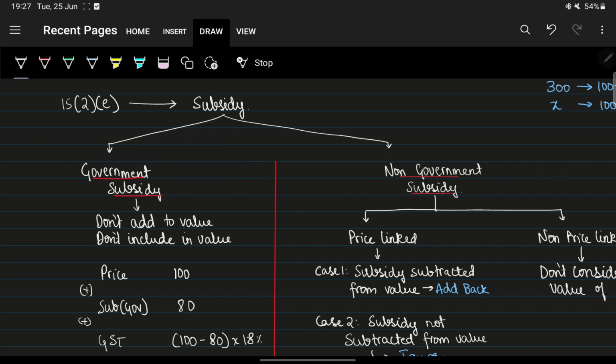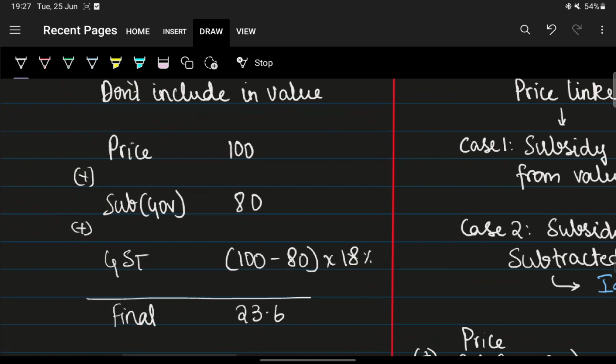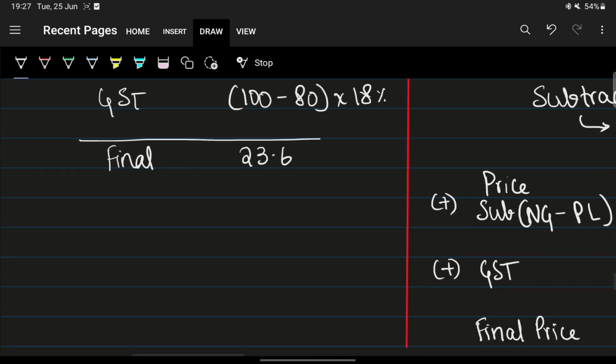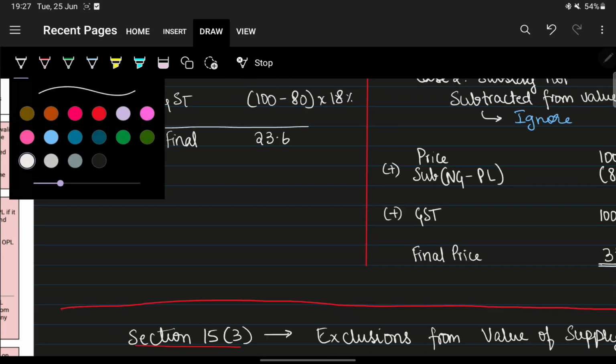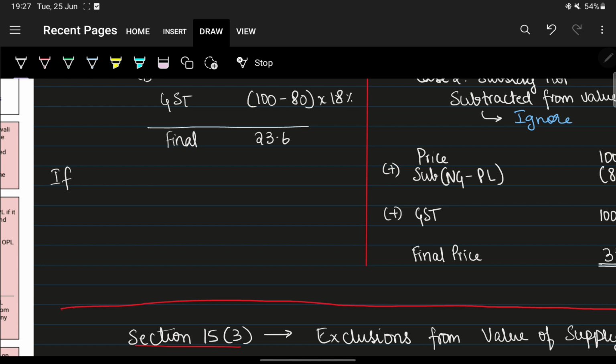Now let us look at some examples here. Obviously it is very simple when it comes to government subsidy. What do you do if it is already subtracted in the question? If the government subsidy is already subtracted, then it is correct only. It should have been subtracted, so we will just ignore. We won't do anything. We will not add also. We will not subtract also.